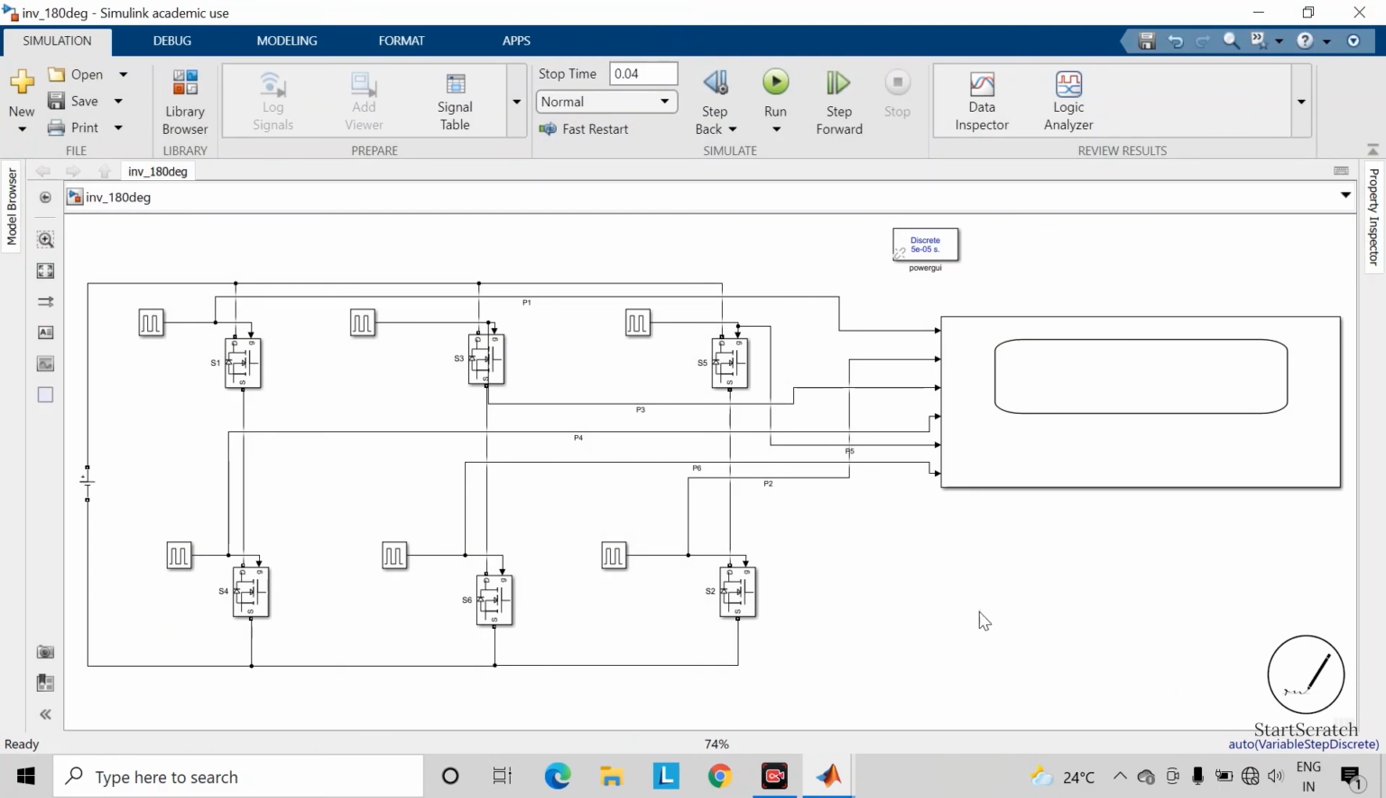So that's all from this video. In the next video, we will connect a 3-phase load to this inverter and analyze the waveforms for the same.